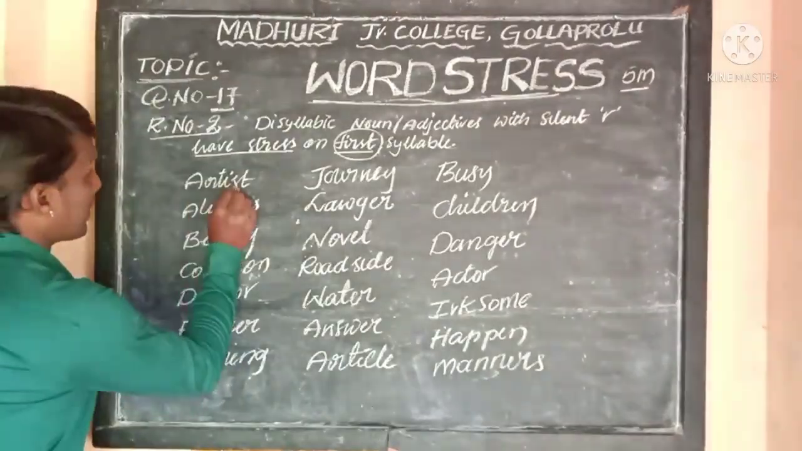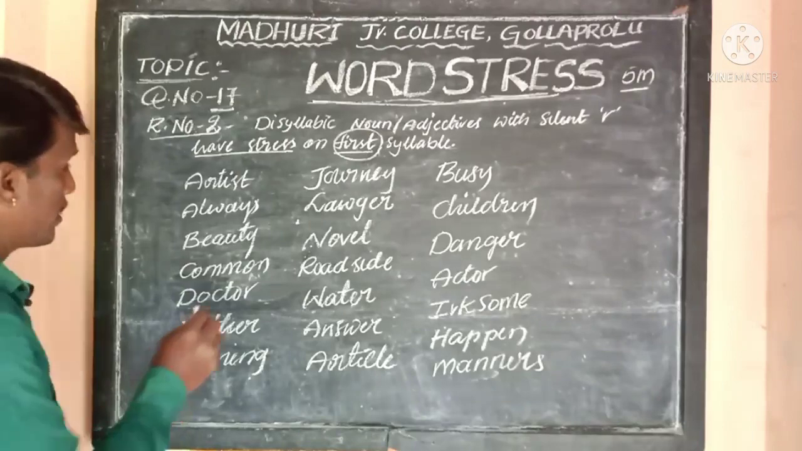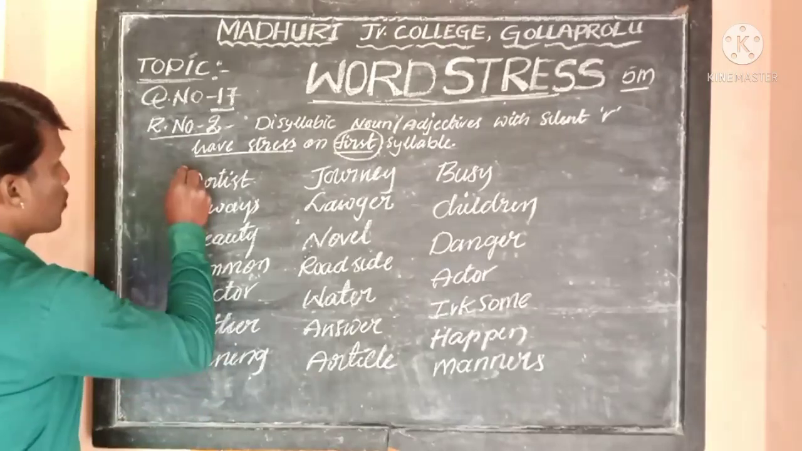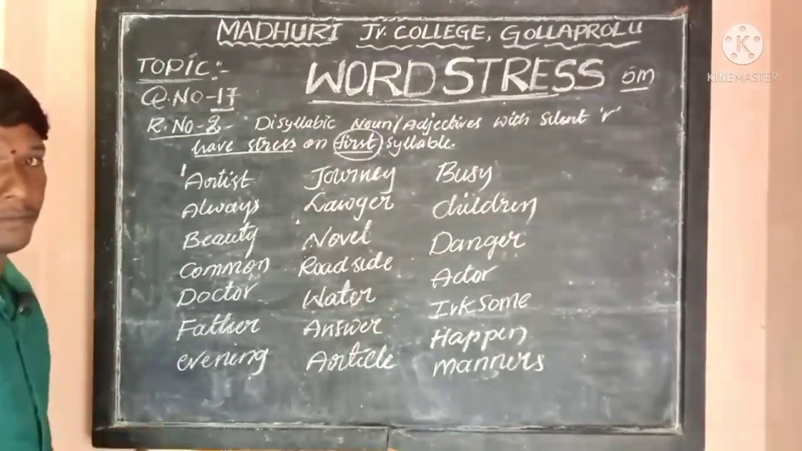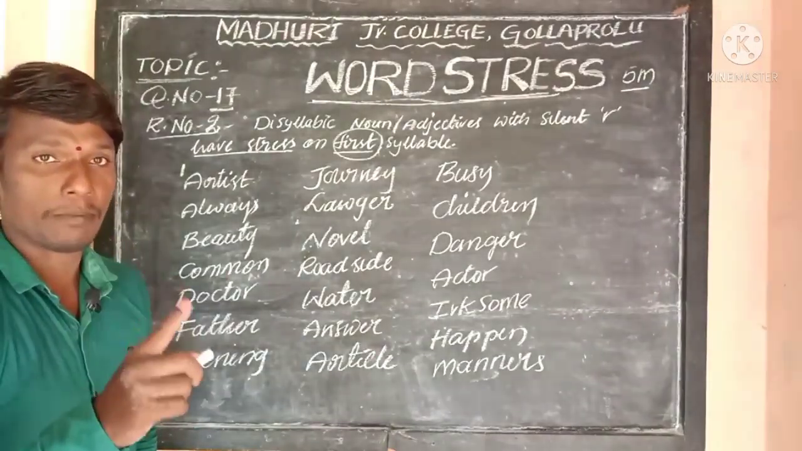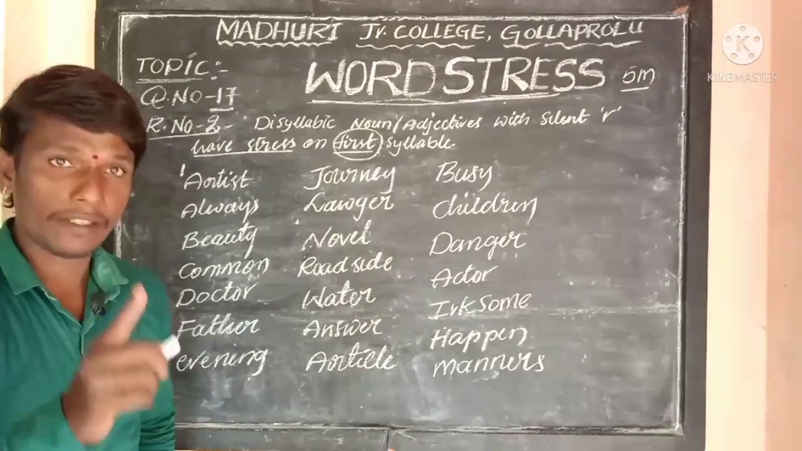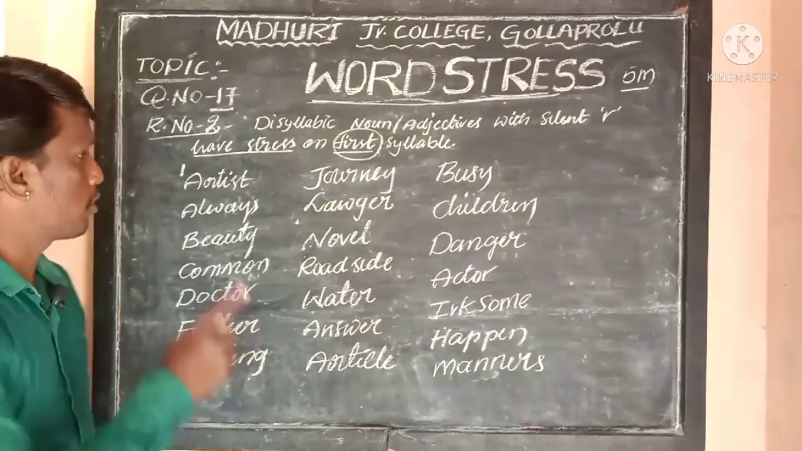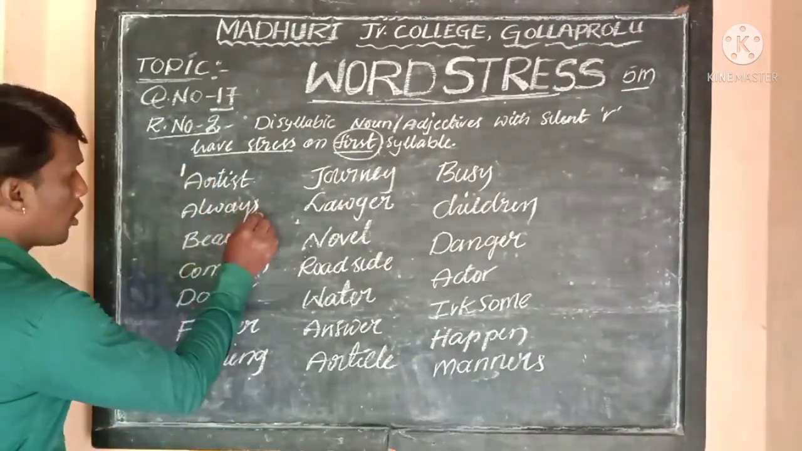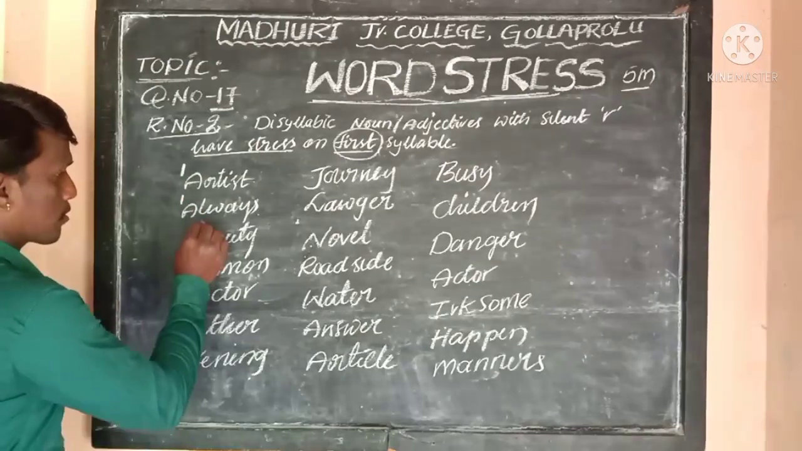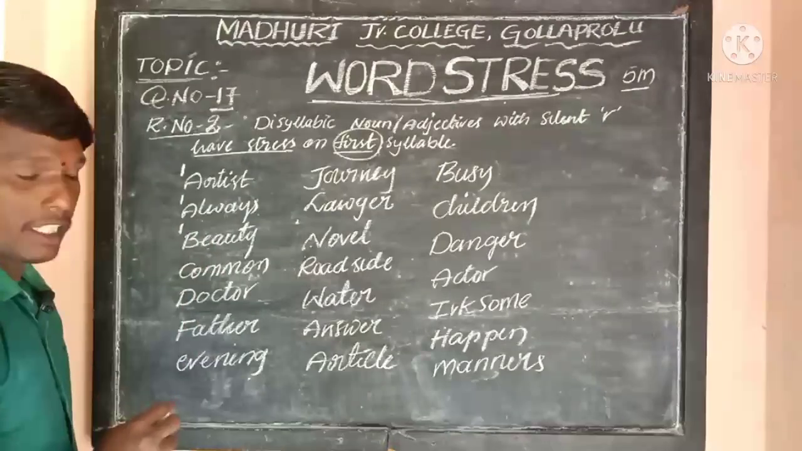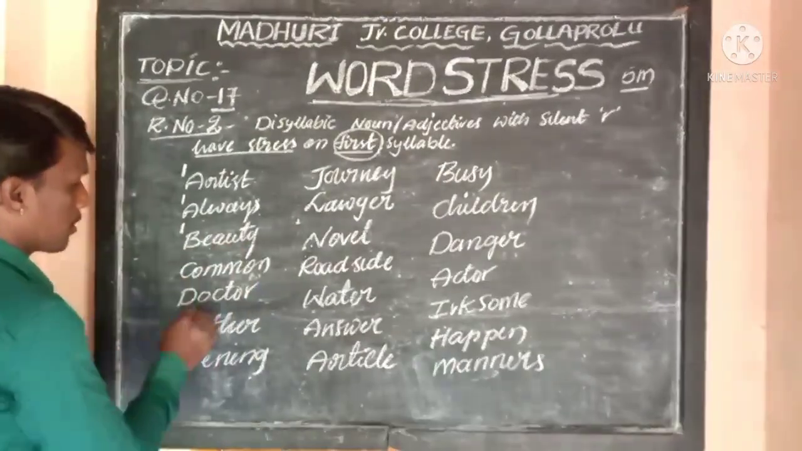For example, artist. It is a disyllabic word. See, artist, disyllabic word, and it is a noun, so the stress is on the first syllable. This is very, very important. This is rule number 2. Stress is on the first syllable if it is a disyllabic word, and if it is a noun or an adjective with a silent letter. Now, always the stress is on the first syllable. And beauty, it is also a disyllabic word, so the stress is on the first syllable.